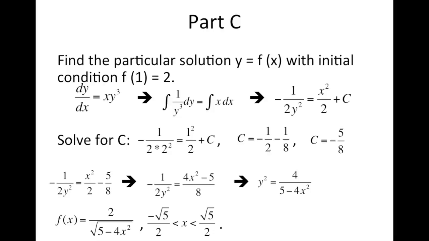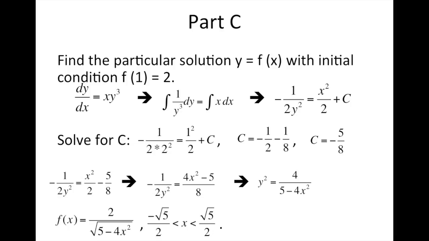Finally, Part C asks, find the particular solution y equals f of x with initial condition f of 1 is equal to 2. So using the differential equation dy over dx is equal to xy cubed, we can separate the variables, giving us 1 over y cubed dy is equal to x dx. And by taking the integral of both sides, we obtain negative 1 over 2y squared is equal to x squared over 2 plus c.